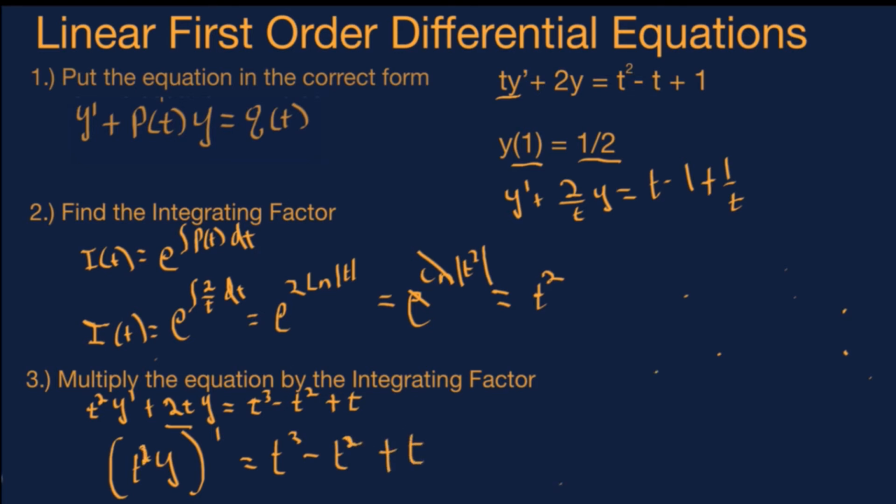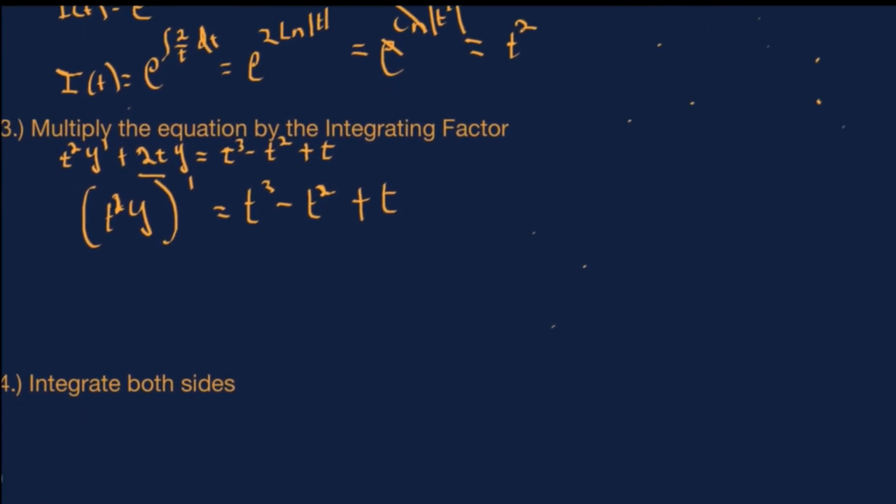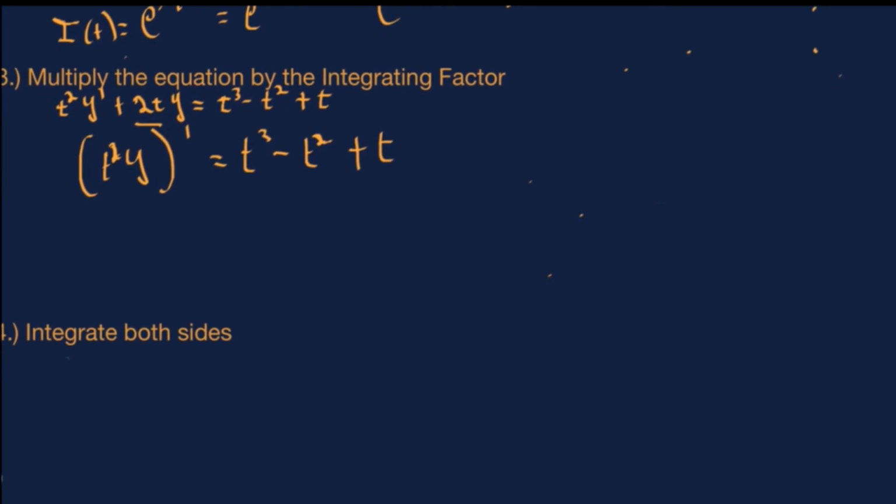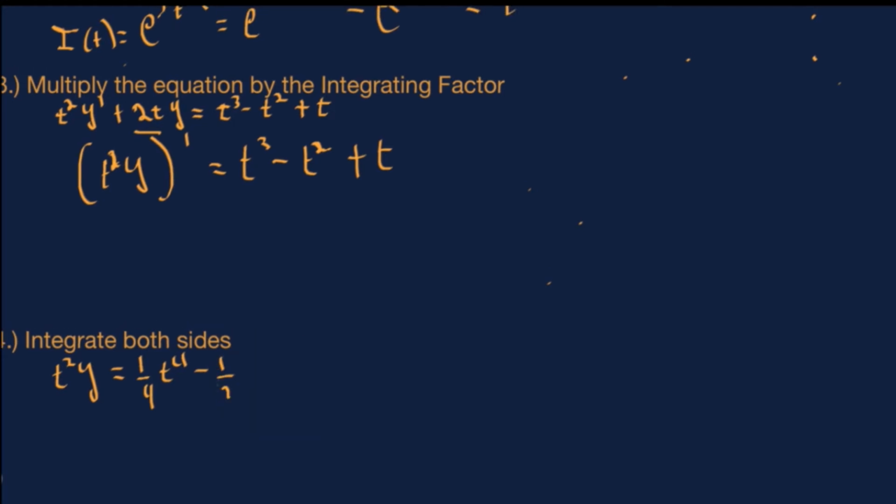For our next step, we have to get rid of the derivative on the left side, so we have to integrate both sides. When we do that on the left side, we're just left with t squared times y. And on the right side, when we integrate, we get 1/4 times t to the 4th minus 1/3 times t to the 3rd plus 1/2 times t squared plus the constant of integration, c.